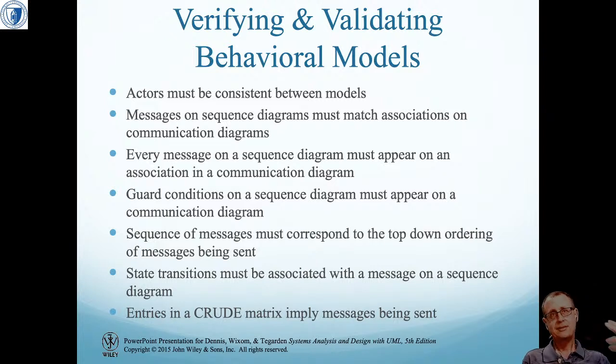So you've got to verify and validate. You've got to make sure that actors are consistent between models, that messages on sequence diagrams match associations in communication diagrams. Every message on a sequence diagram appears on the associated communication diagram. Guard conditions appear on both. Sequences of messages correspond to the top-down ordering of messages being sent. State transitions are associated with a message in a sequence diagram, and entries in a CRUDE matrix imply messages being sent.